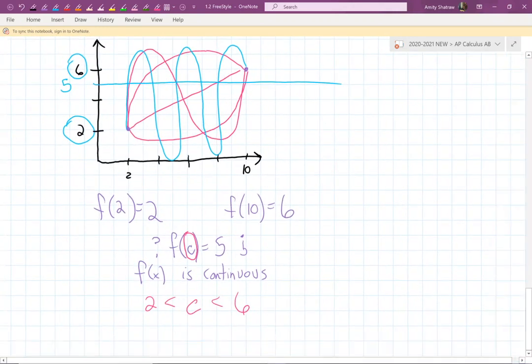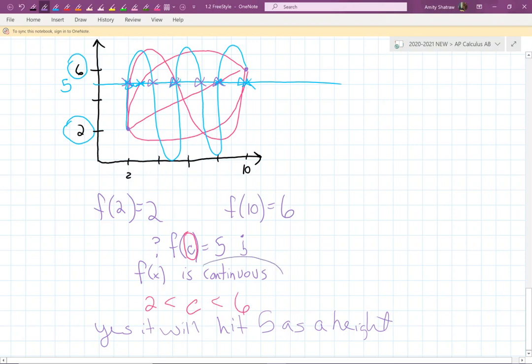So I will say then that if I was looking at the straight line, it hits 5 right there. If I was looking at the sad parabola, it hits 5 right there. If I was looking at the happy parabola, it hits 5 right there. If I'm looking at the cubic, oh, check it out. It hits 5 three different times. If it was some sort of trig function, then it could hit 5 here, here, here, here, here, and I don't know, there. So yeah, it's definitely, absolutely going to happen. Yes, it will definitely hit 5 as a height somewhere just because of the continuity.